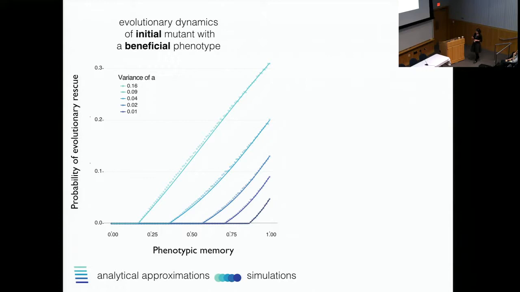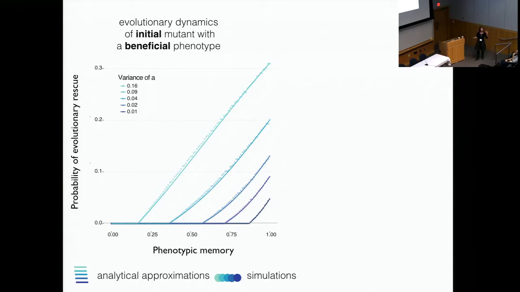So if here we plot the phenotypic memory just like before on the x-axis, and we plot the probability of evolutionary rescue on the y-axis for different types of variants of the A allele, what we see is that if we always start on the beneficial phenotype, you always do better when you have higher phenotypic memory. And this is super intuitive. If you always start on the beneficial phenotype, phenotypic memory of essentially one is always the best because you don't want to switch to a worse phenotype. You always want to keep this phenotype in the population and have it reproduce.